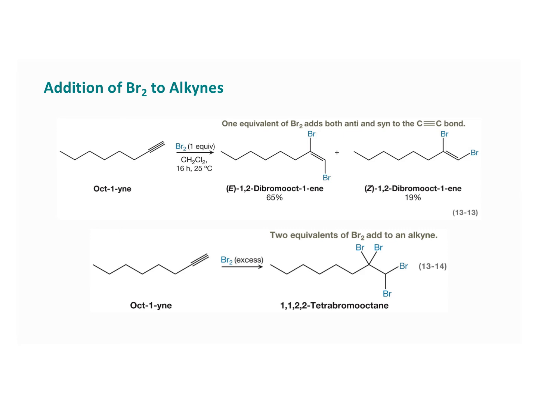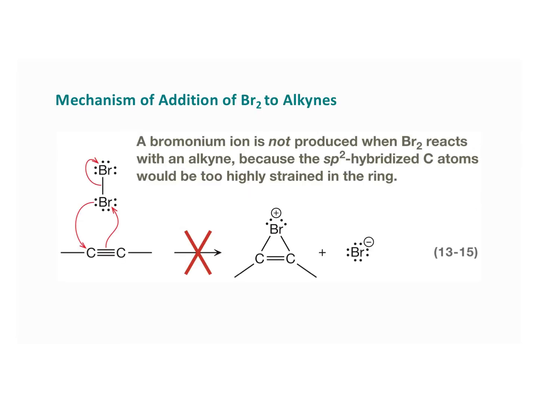Now, Br2 adds to the alkyne in both what we would consider a syn and anti-addition. That's why you get the E and the Z here. This means that the reaction proceeds through a carbocation-like intermediate instead of the bromonium ion intermediate. If it went through the bromonium ion, then it would be an anti-addition only, and we'd only get the E isomer.